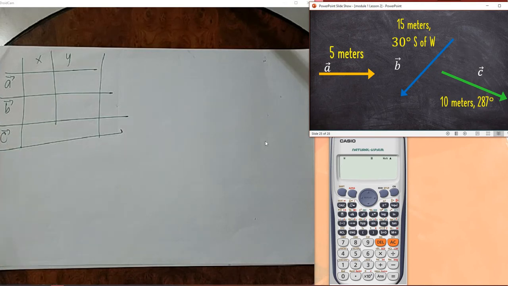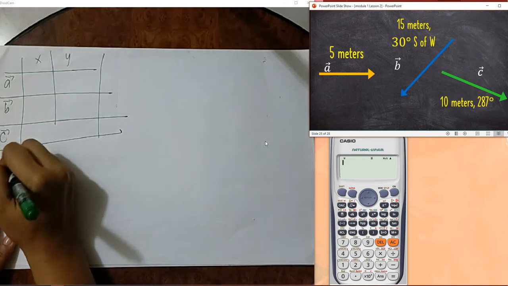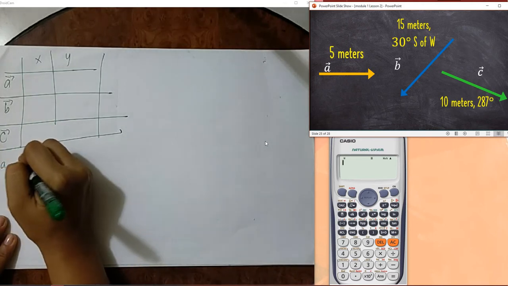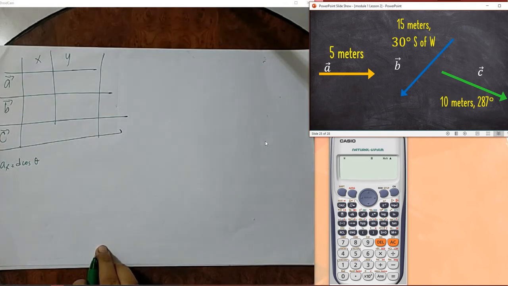Now, the first thing that we need to do is to look for the x and y components of our three vectors, the vector A, B, and C, using our sine and cosine functions. So let us solve first for our vector A. Okay? So for vector A, dito ko siya isusulat. A sub x is we have d cosine theta. So kung titingnan natin, yung vector A natin is directed east.